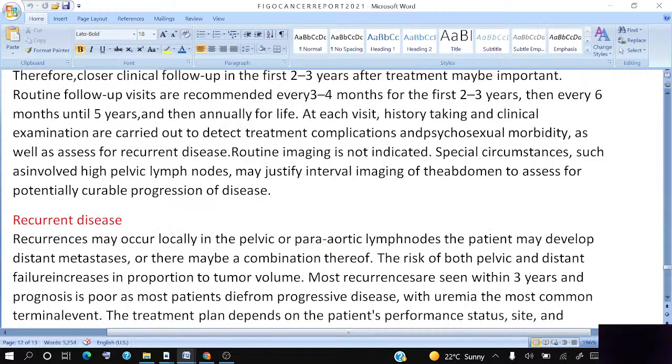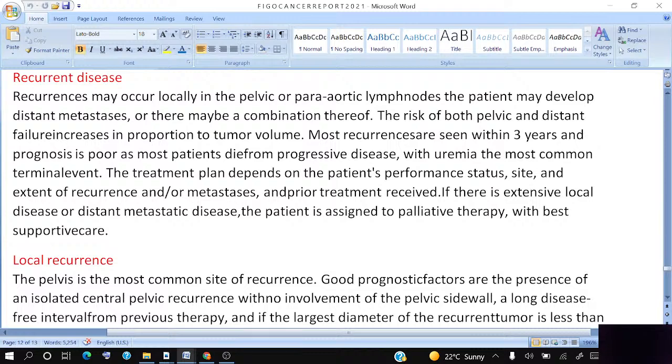This follow-up, especially at 5 years, is annual, including history, examination and complete physical examination. Routine imaging is not recommended, but they say if there is involvement of the higher pelvic lymph node, interval imaging and abdominal imaging can be justified for potential progress of the disease, depending on the patient's condition and circumstances, for further investigation or assessment.